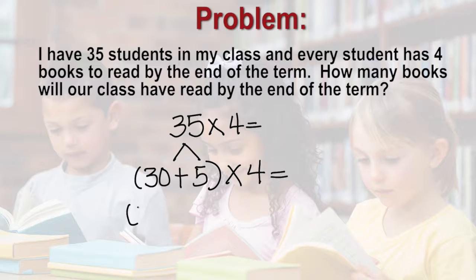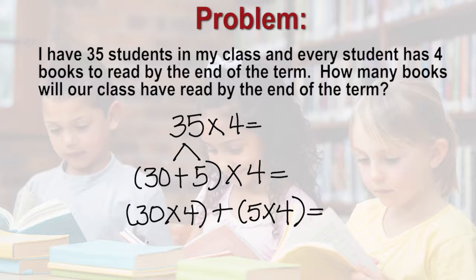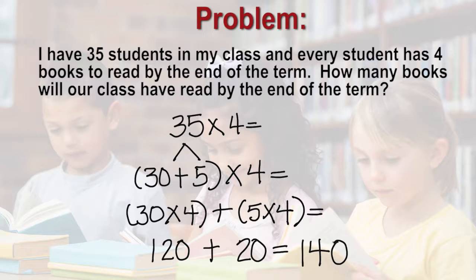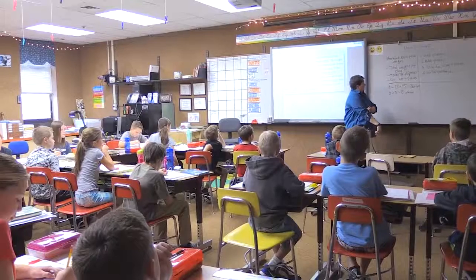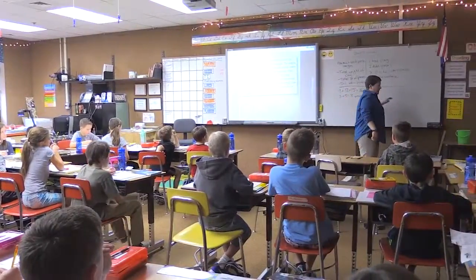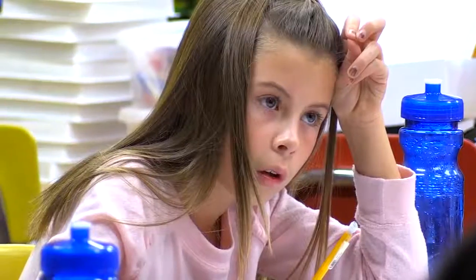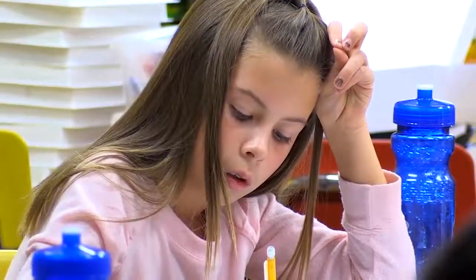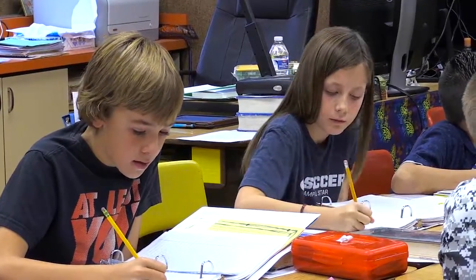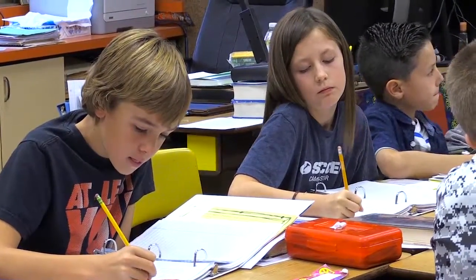Now I distribute the 4 to both addends. 30 times 4 plus 5 times 4. That gives me 120 plus 20, which equals 140. My students will read 140 books by the end of the term. The distributive property will continue to become an effective strategy as your child works with multiplication with larger numbers. They will understand how and why the algorithm works.